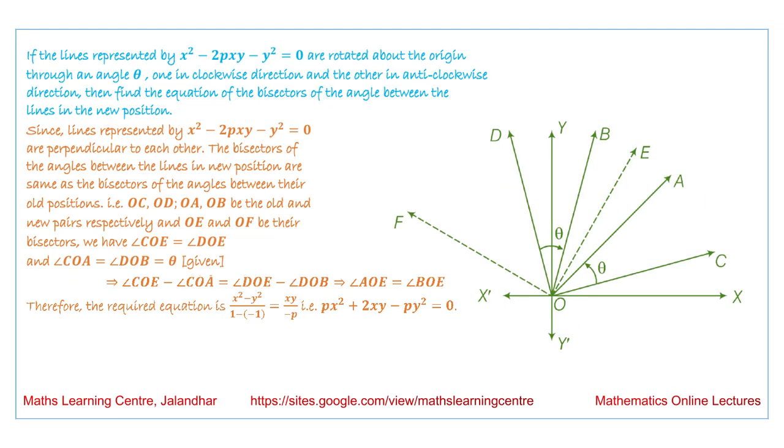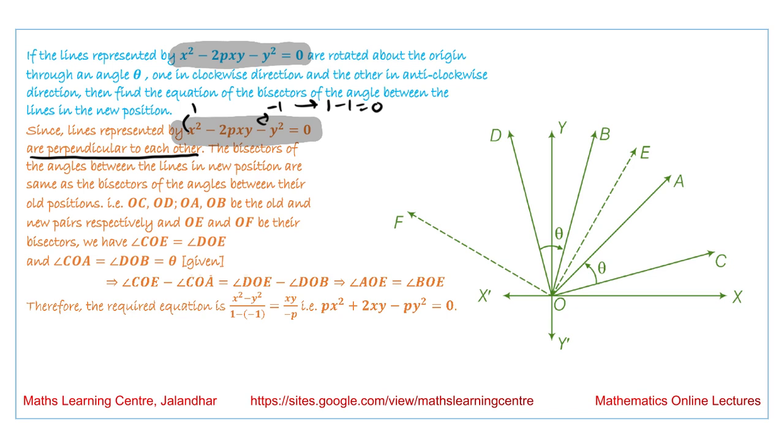Now next we have: if the lines represented by these equations, one is x square minus 2pxy minus y square is equal to 0, are rotated about the origin through an angle theta, one in clockwise direction and the other in anti-clockwise direction, then find the equation of the bisector of the angle between the lines in the new position. So we are saying, since this line is x square minus 2pxy minus y square is equal to 0, if we look at this equation, the coefficient of x square is 1, the coefficient of y square is minus 1, and the sum of both these values is 0. So clearly both these lines are perpendicular to each other.